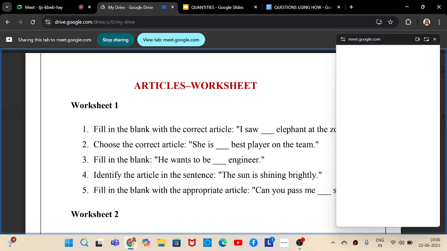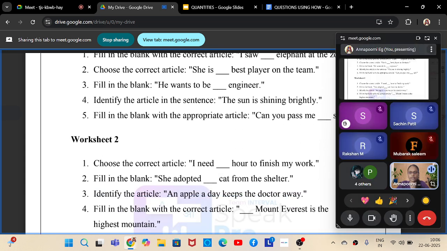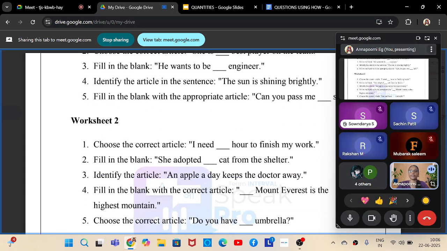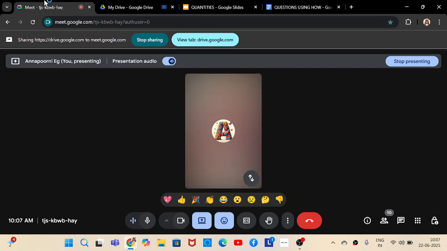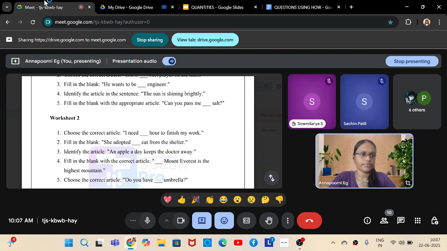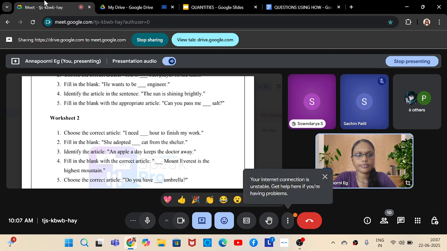Okay, so now let's go through the second worksheet. The second worksheet also has 5 more questions. So here goes the first question. Choose the correct article. I need dash hour to finish my work. You can raise your hands and come forward. I need an hour to finish my work. Okay, yes, what about Soundarya? You have raised your hand. I need an hour to finish my work.